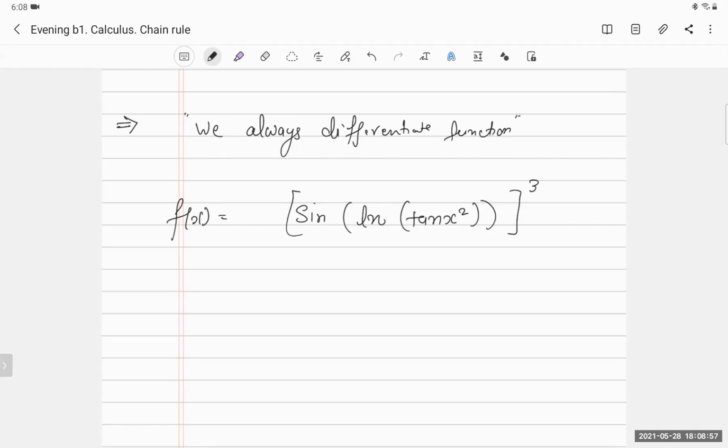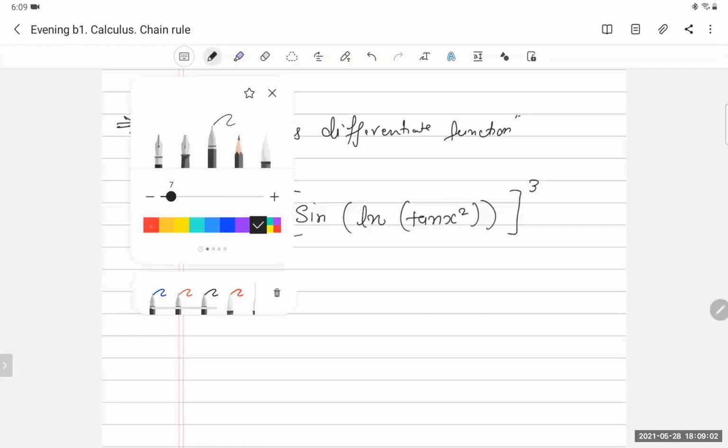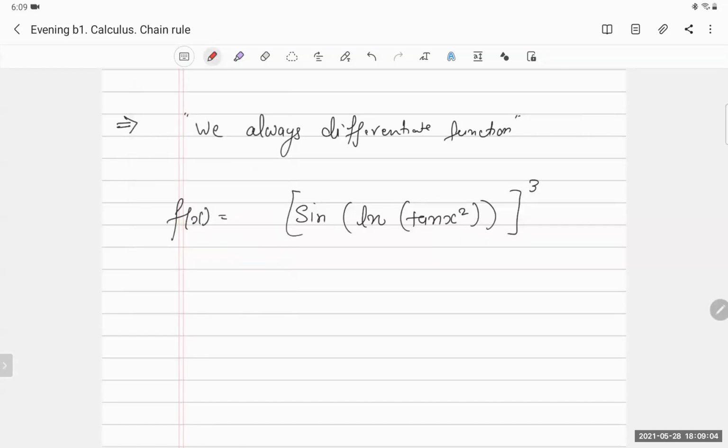Listen to the question. This is a function. What is a function? I will give you input and you will give me output. Suppose I give you input as x. Now tell me what is the sequence of calculation. How will your function calculate?